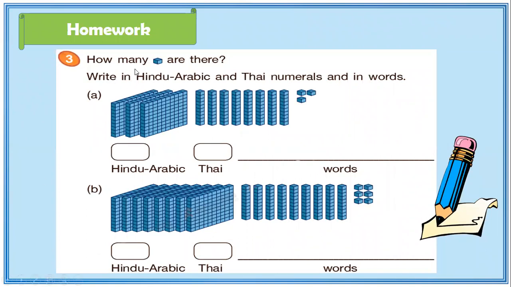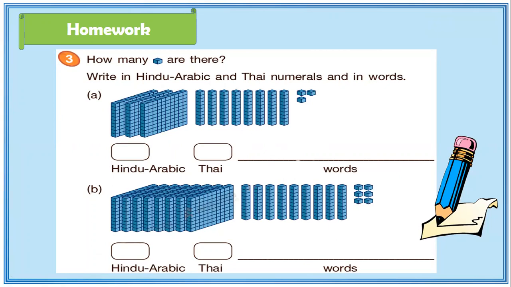And for number 3, the question is, how many cubes are there? All you have to do is to write the number of cubes in Hindu Arabic numerals, in Thai numerals, and in words. So write your answer inside this box for Hindu-Arabic numerals and Thai numerals, and you need to spell the words in this line. Okay, am I understood?